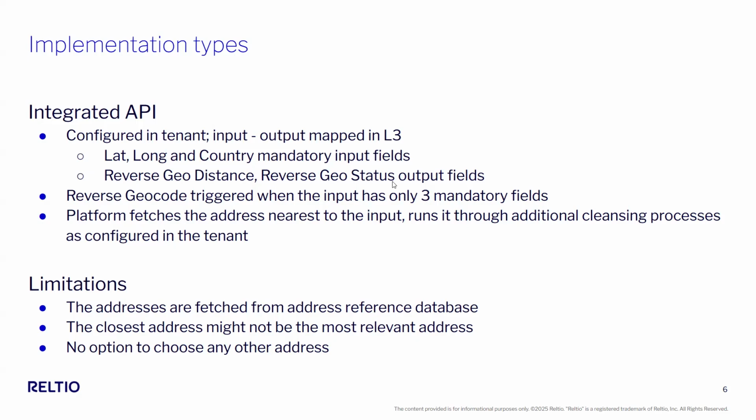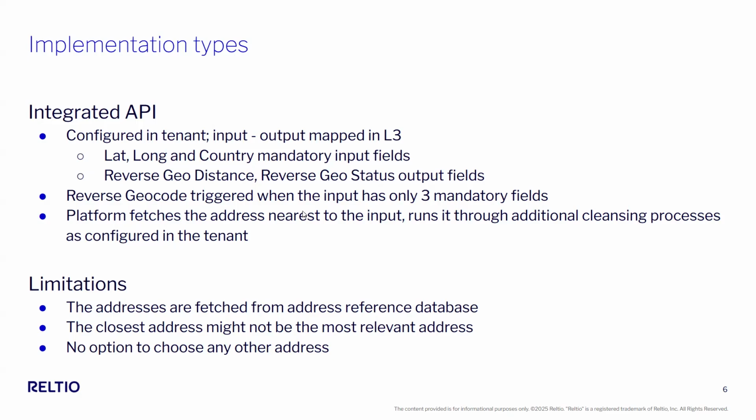This reverse geo status field actually tells you whether the match was an exact match, whether it was matched based on the radius. So you have the ability to configure the radius within which this search should happen. The latitude, longitude that you're providing as input, it will try to find an address within the radius that you define. So if you define a radius of 100 meters, it will try to find matching addresses within the 100 meters. So reverse geo status tells you whether it was an exact match, whether there was no match found in the radius, or whether it was not an exact match, but it was found within the radius that is configured in the tenant.